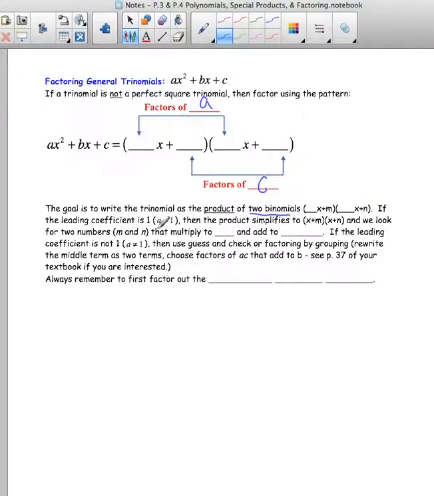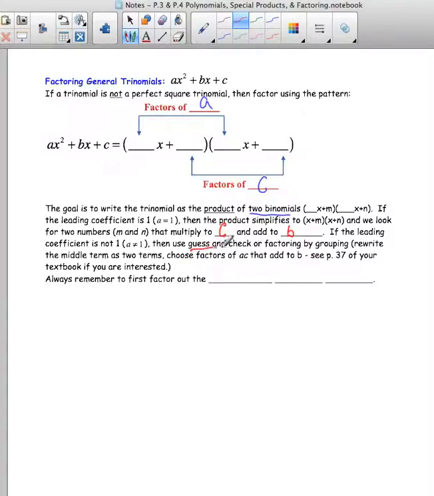If the leading coefficient is 1, then our work is much simpler. This simplifies to x plus m times x plus n, where both of these coefficients will be 1. And we look for two numbers, m and n, that multiply to c, the last term, and add to b, the middle term. If the leading coefficient is not 1, then there are two methods we can use.